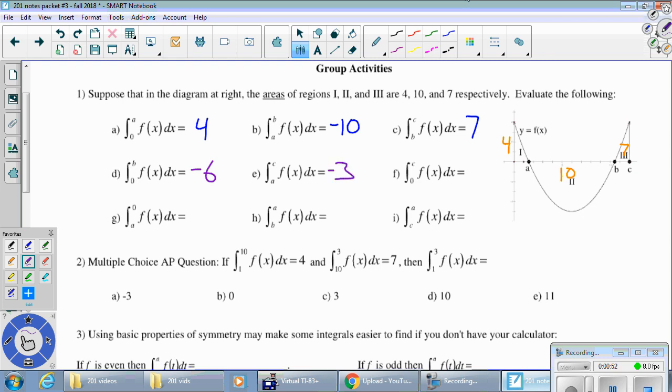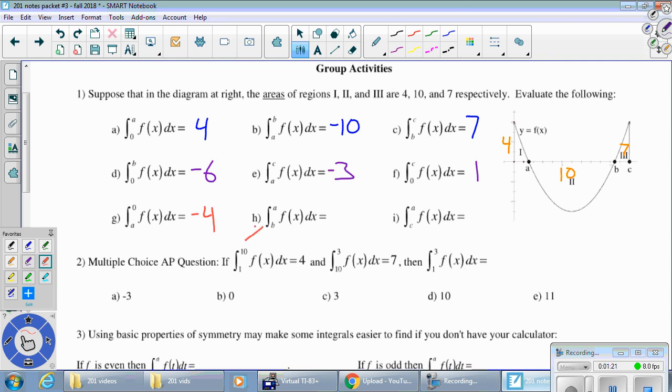From 0 to c, that's the whole thing. Positive 4, negative 10, positive 7. Altogether, it's a positive 1. Okay, from a to 0. Now this has gone, quote, backwards from what you might expect. So what you really want to do is consider the integral from 0 to a, and then whatever you get, you change the sign. But the integral from 0 to a we've already done. We got 4. That means that the integral from a to 0 is the same number, but opposite sign.